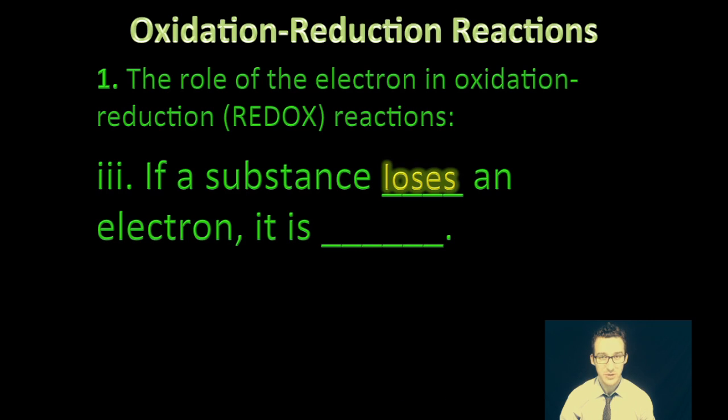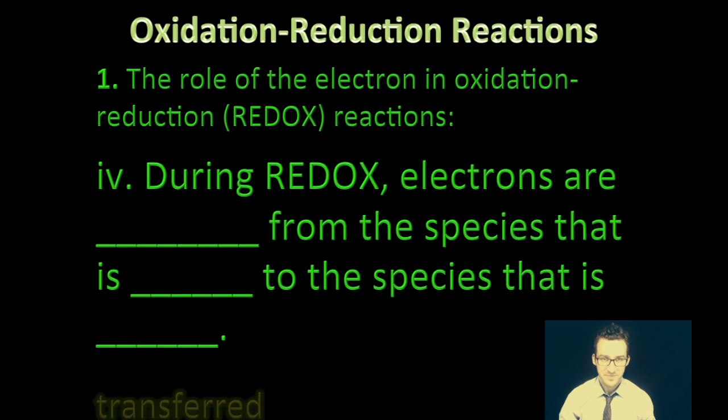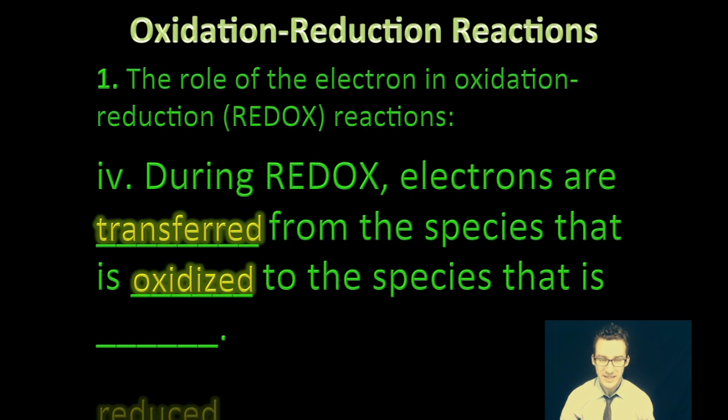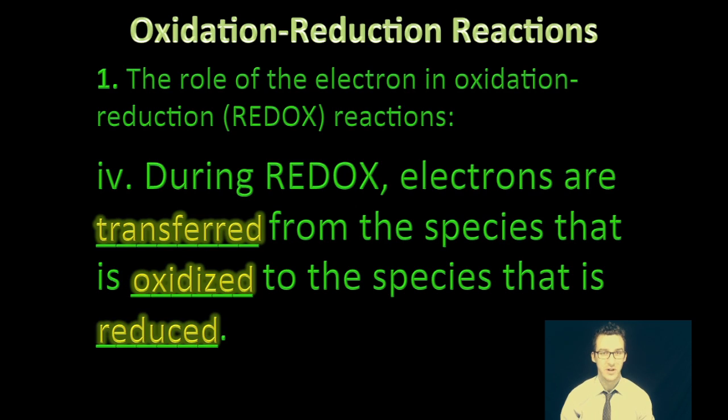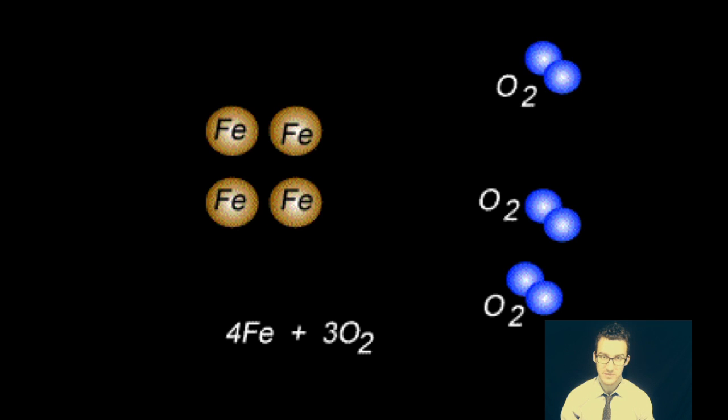If a substance loses an electron, it is said to be oxidized. That's where our good friend Leo comes into play. And it's important to recognize that in a redox reaction, electrons are transferred from the species that is oxidized, the thing that loses electrons, to the species that is reduced, the thing that gains electrons.